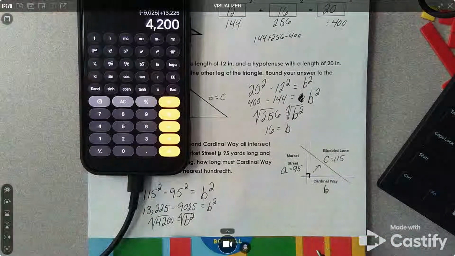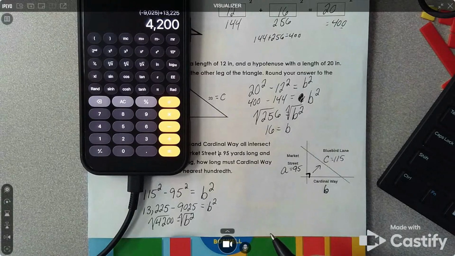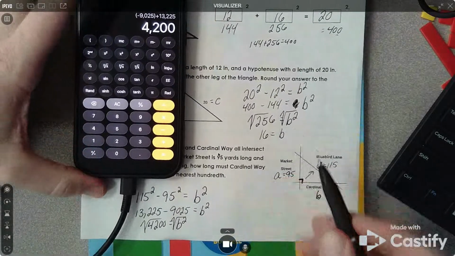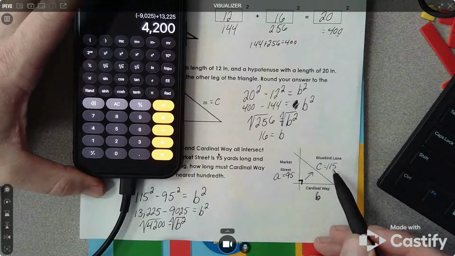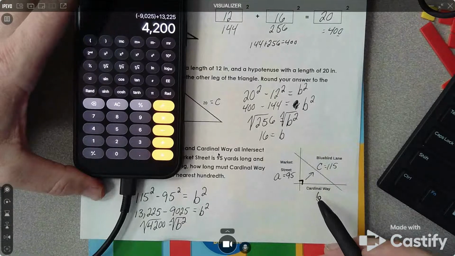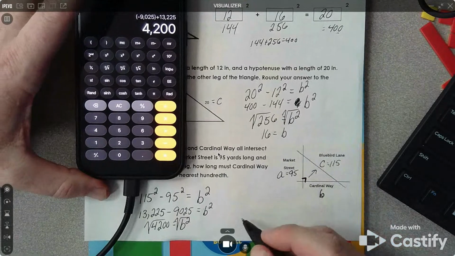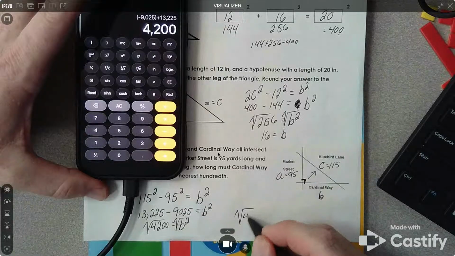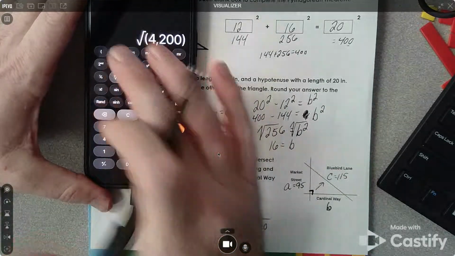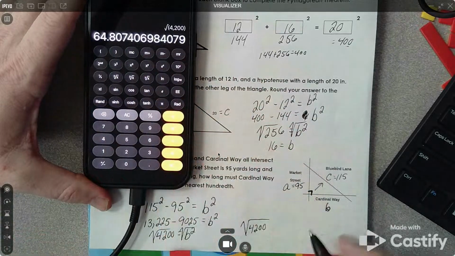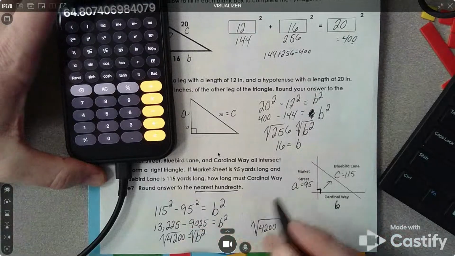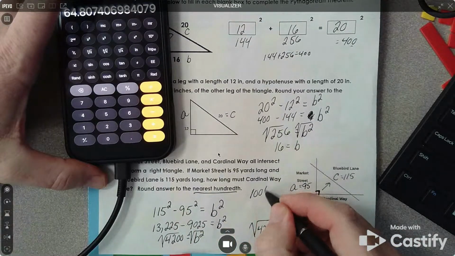When you get an answer that is enormous on the test, on a study guide, on something with the Pythagorean theorem, and you think that does not make sense, this side can't be 95, this side be 115, and this side be 4,200, it probably means that you did not take the square root. So I need to take the square root of 4,200 to find my final answer. And the square root of 4,200 is 64.807. It says round to the nearest hundredths place.